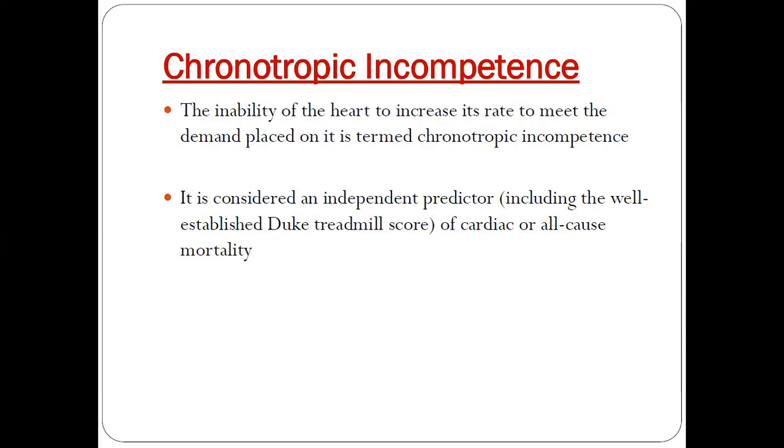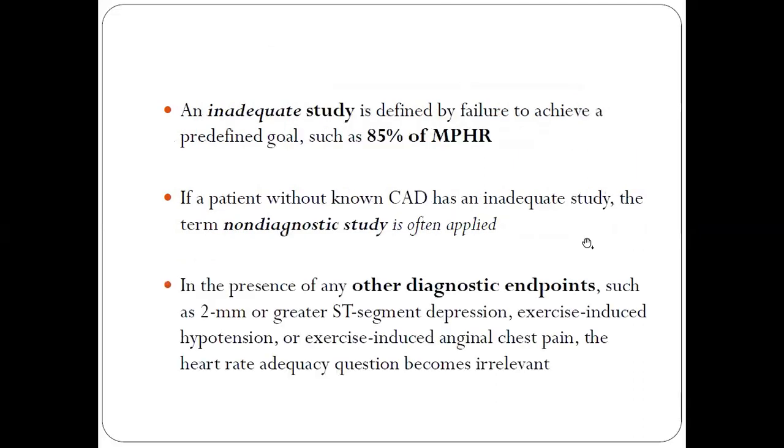Coming to chronotropic incompetence. Chronotropic incompetence is defined as the inability of the heart to increase its rate to meet the demand placed on it. It is termed chronotropic incompetence. That is, the inability of the heart to reach the maximum heart rate which it should achieve is called that. It is considered an independent predictor of cardiac or all-cause mortality.